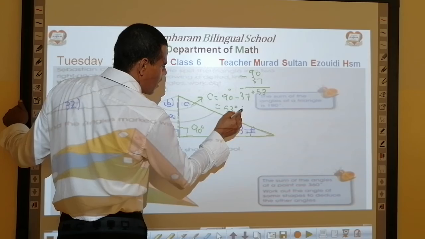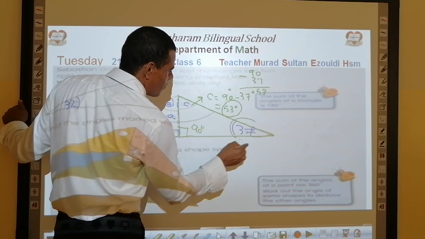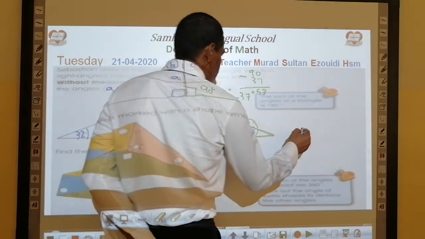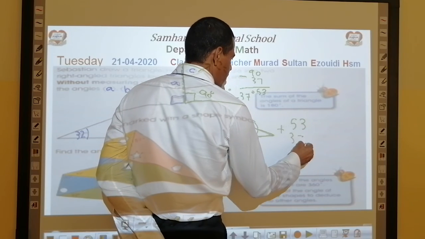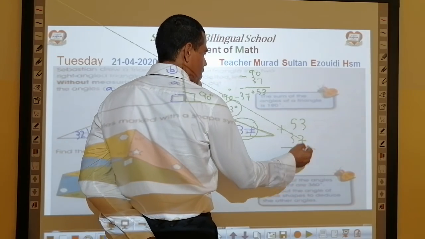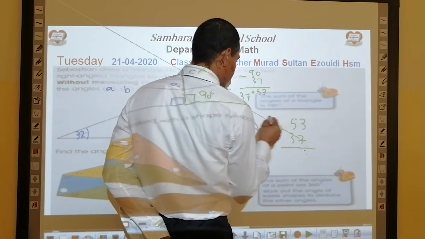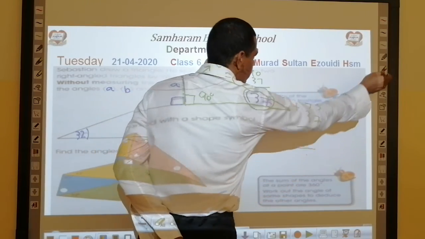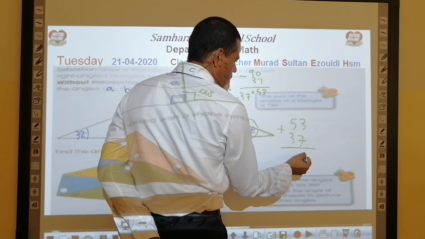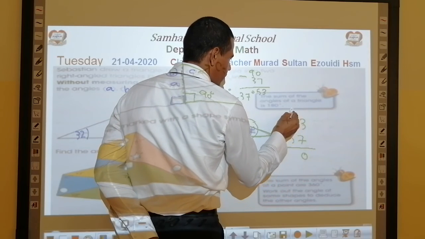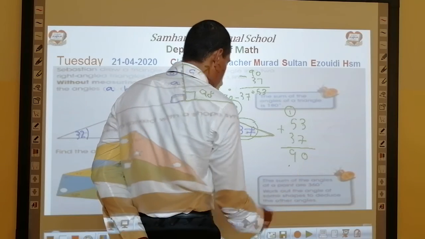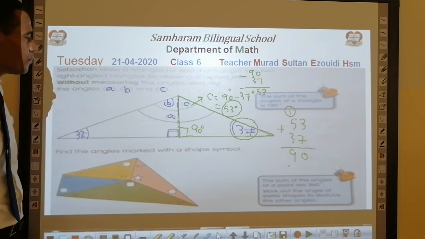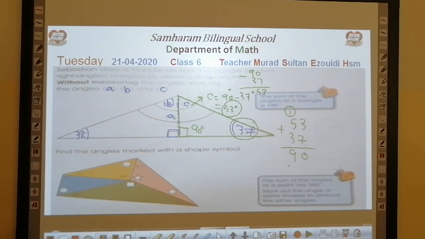If you like to check, add this to that, should be equal to what? To 90. So 53 plus 37. 7 plus 3 is 10. 3 plus 5 is 8, plus 1 is 9, so 90 degrees. So we found C. Then, what else?